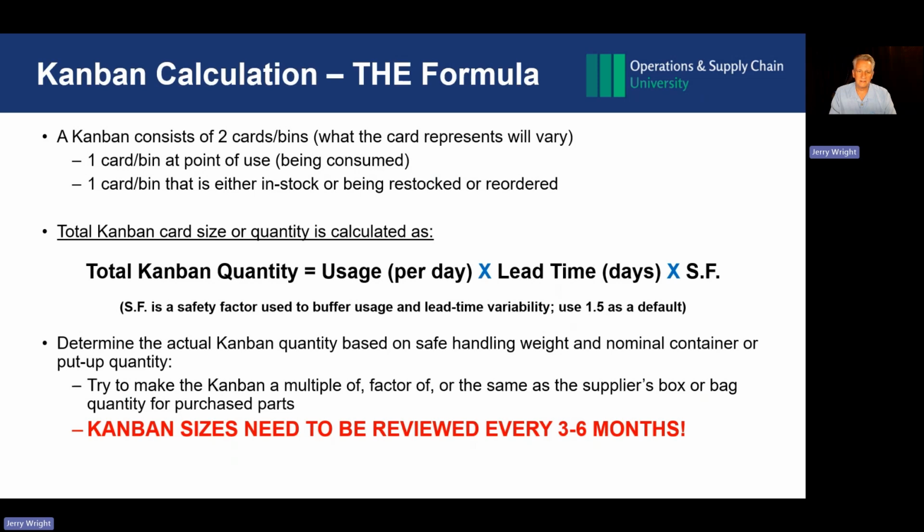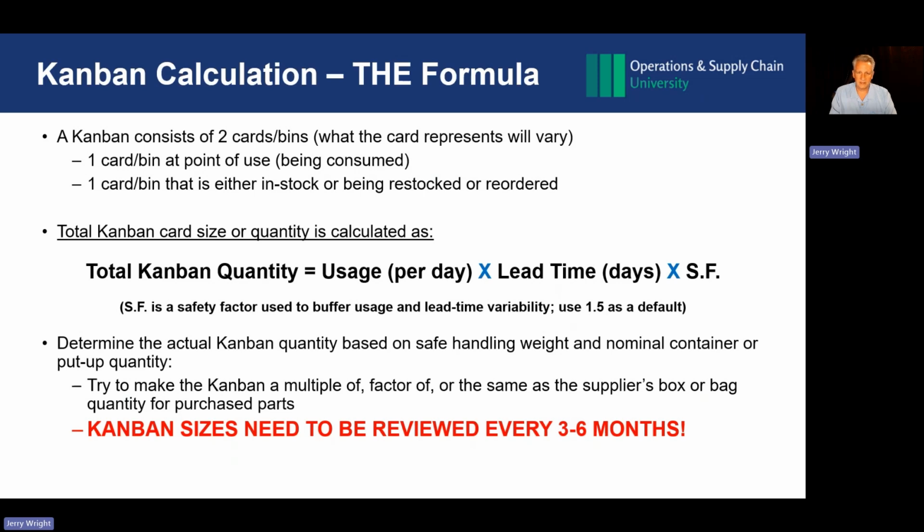Keep in mind a Kanban consists of two cards or two bins, and what that card or bin represents will vary. One card or bin is at the point of use being consumed. The other one is either in stock or being restocked or reordered. So there's always items in process.